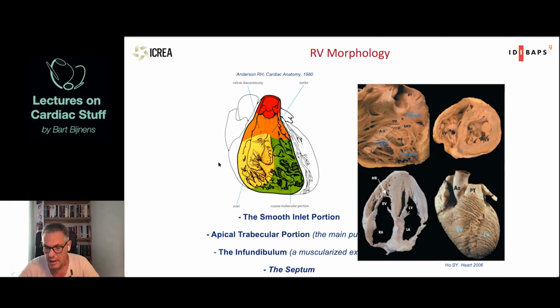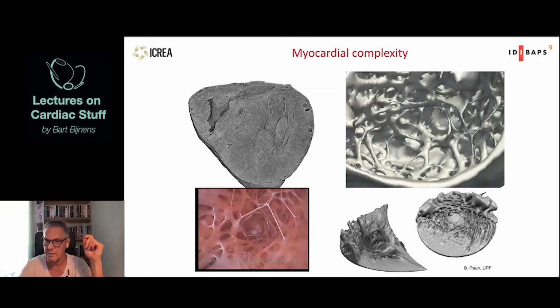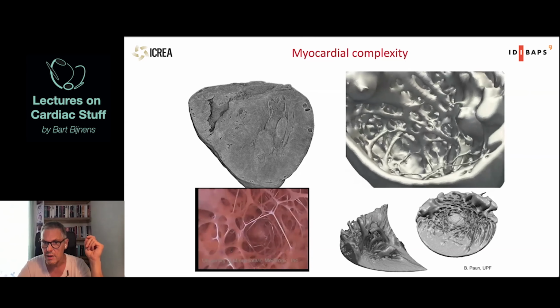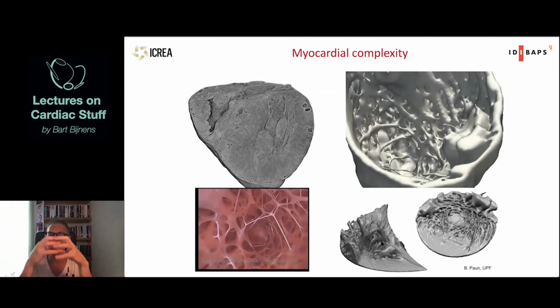Now, keep in mind the moderator band, although we call it a moderator band, is actually very often a bunch of trabeculations. So in some people it's relatively thin, in other ones it's relatively thick. Like here in this specimen, you see that it consists of several trabeculations. So there's a lot of anatomical variability, but there's always this structure which you have there.